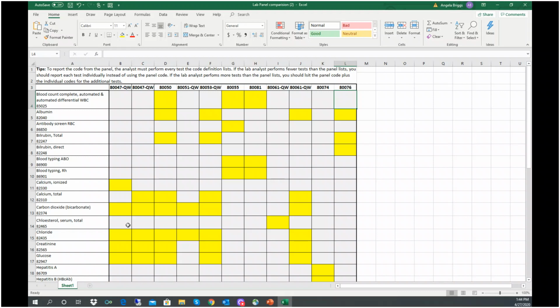However, most of the time we do one blood draw and we run multiple tests. So again, what's the most comprehensive panel that was completed? And do we have any additional single tests that do not fall within that panel? So again, like the 80047, we have the ionized calcium that isn't completed within that 80050.